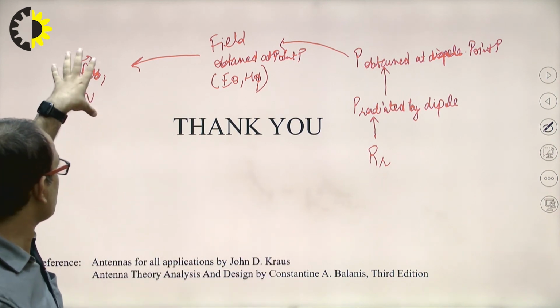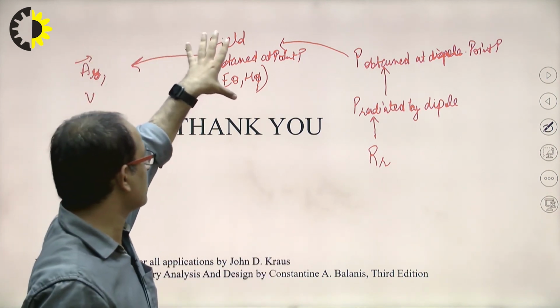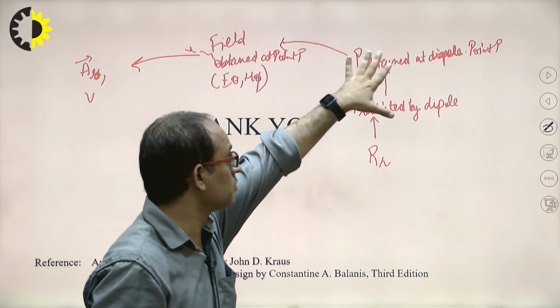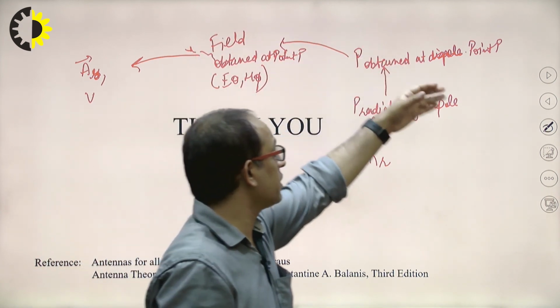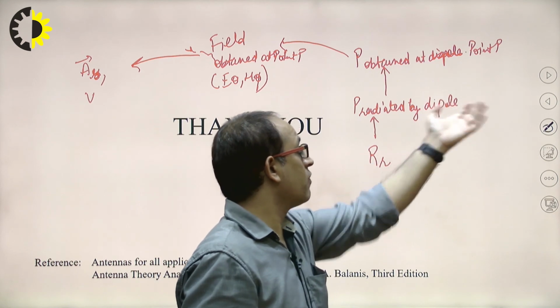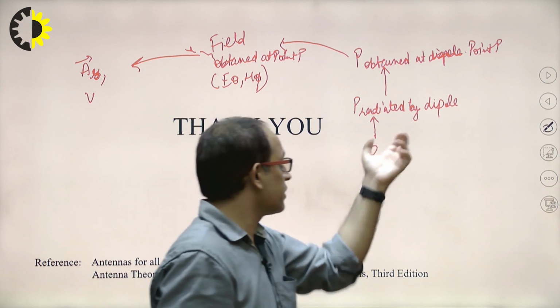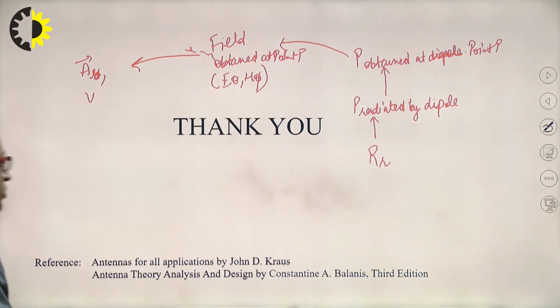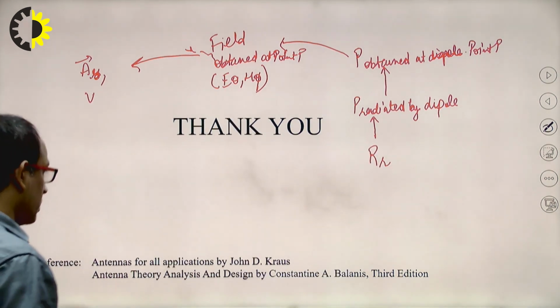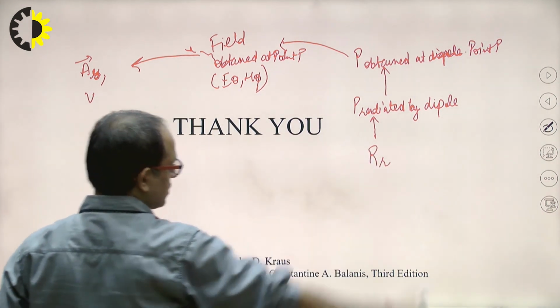So we will first start with this one, then we will get E theta and H phi, then we will get the total power obtained at point P. On integrating the total power obtained over the whole sphere, you will get the total power radiated by the dipole, and after getting the total power radiated by the dipole, you will get what? Radiation resistance. Clear?